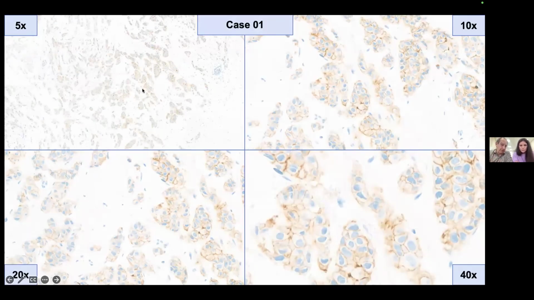So you can apply the magnification rule, times 5, times 10, times 20, and times 40. And then you need to assess staining intensity with the magnification rule, complete, circumferential, or incomplete, discontinuous, and then proportion.